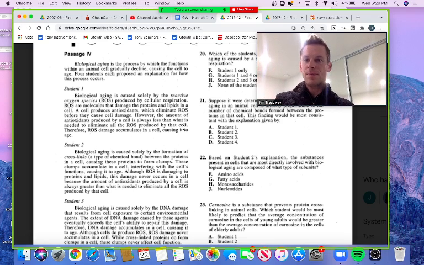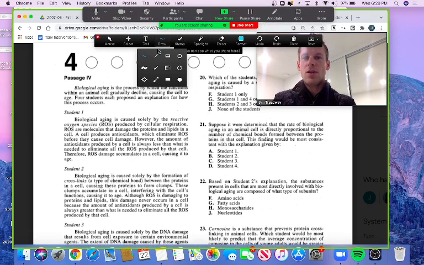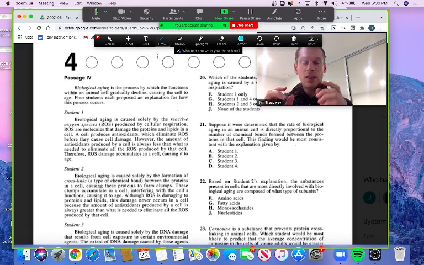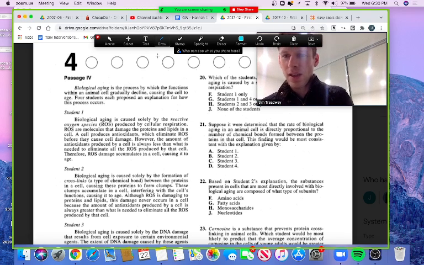And so here's how you're going to do it. There's always going to be an introduction, and you're going to read the introduction. As you read it, the key question you're looking for is, what are they debating? What is the debate? Anything that really seems important to telling you what is being debated here, you want to circle and underline. So let's see here. Biological aging is the process by which the functions within an animal cell gradually decline, causing the cell to age. 4 students each propose an explanation for how this process, how aging occurs. Okay, that's going to be it. That's the debate.